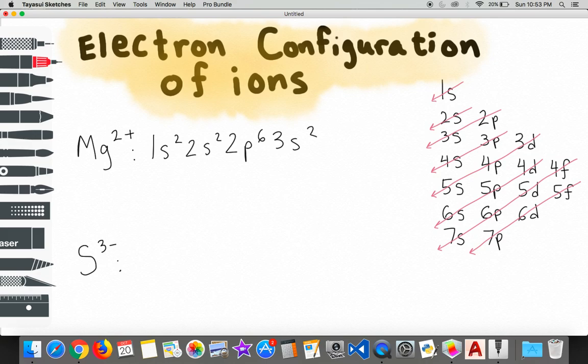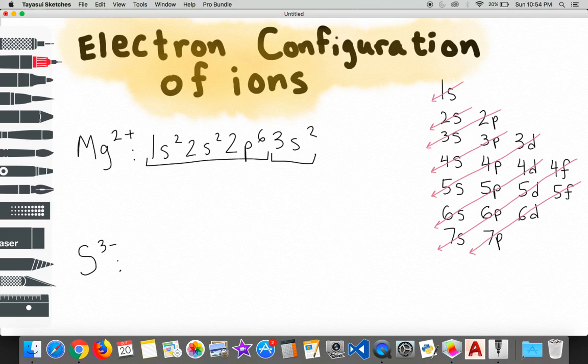So these are the core electrons, and these are the valence electrons. The core electrons are the electron configuration of the last noble gas before Mg. And if you look at the periodic table, that would be neon. But anyway, we want to focus on the valence electrons.